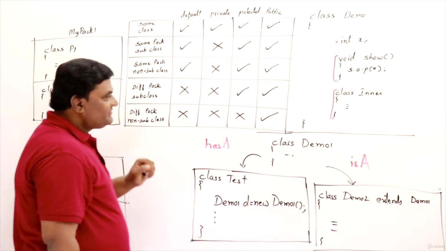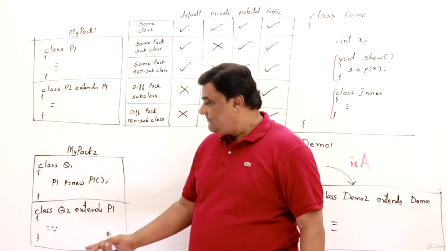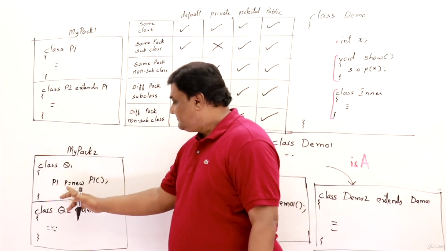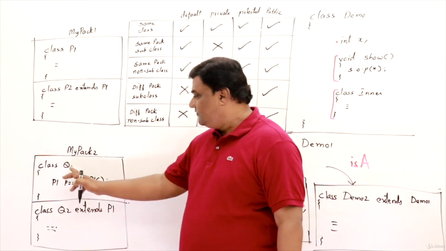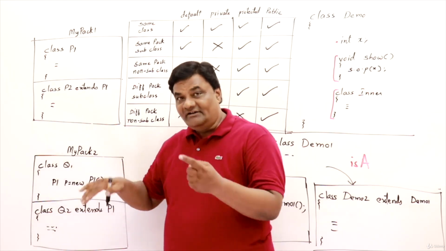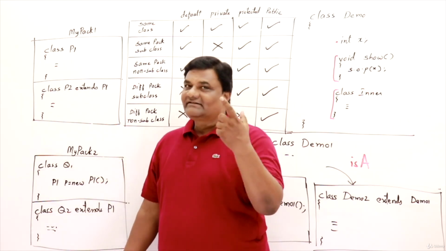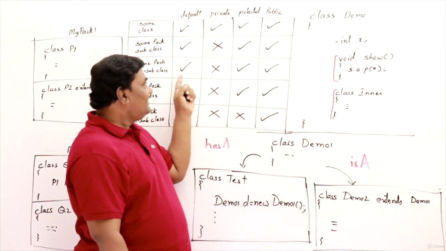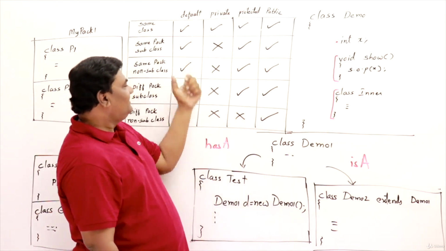If it is a different package, I have an example here. With reference to P1, I have a non-subclass and a subclass. Q1 is a non-subclass and Q2 is a subclass. Now if it is a different package, then what is the accessibility? This is the only thing you have to remember. Otherwise, all these are similar. First three lines are similar, right?